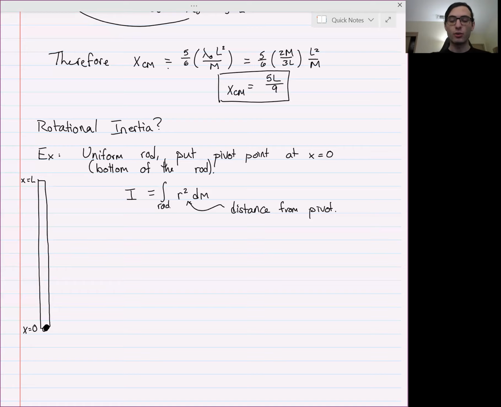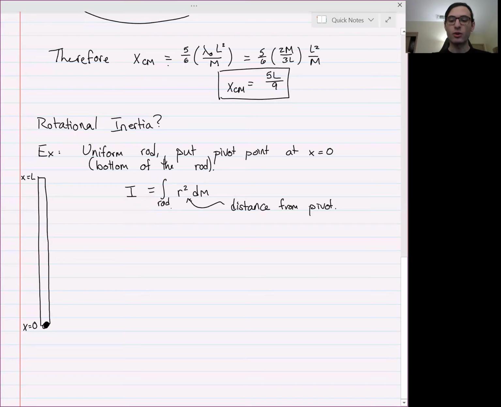All right, so we need to figure out a few things. We need to figure out, what does this integral mean? We need to figure out what's the coordinate expression for r squared, i.e. in terms of the coordinate x. And then what's dm in terms of dx. So first let's answer the question, how far is a chunk at position x from the pivot? So imagine some chunk here at position x.